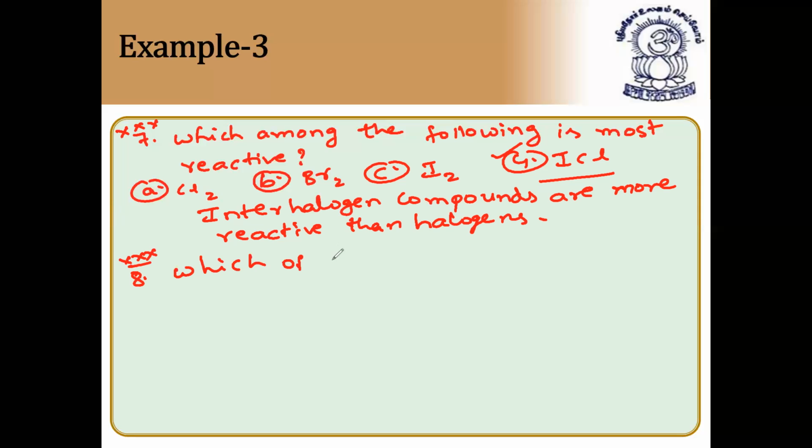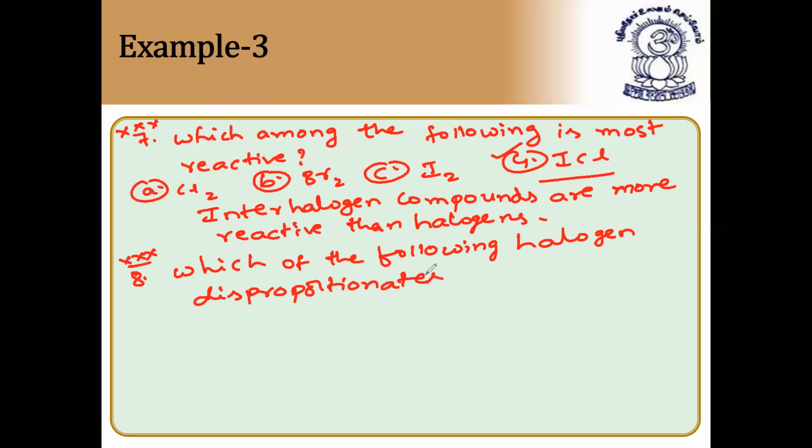Which of the following halogen disproportionates in water? Undergoes disproportionation reaction. This is easy. What does disproportionate mean? Simultaneously the same element undergoing oxidation as well as reduction. So straight away we can say the answer easily.